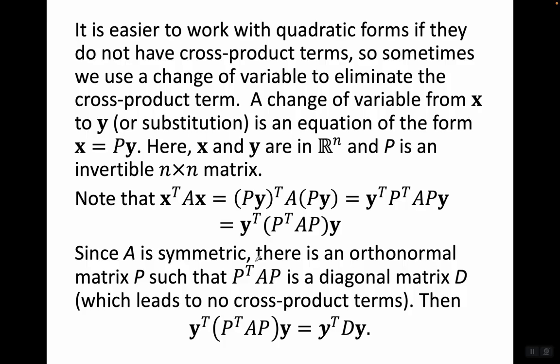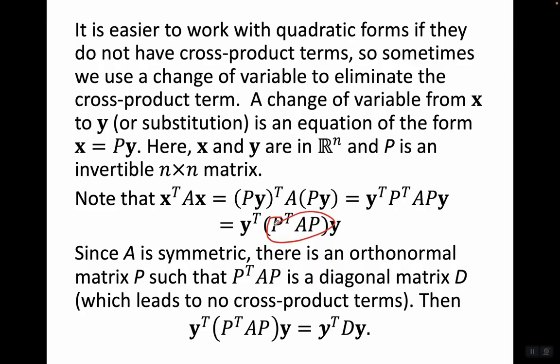So sometimes we use a change of variable to eliminate the cross product term. A change of variable from x to y, or a substitution, is an equation in the form x equals Py. Here x and y are in R^n, and P is an invertible n-by-n matrix. Note that x transpose Ax is going to be (Py) transpose A Py. (Py) transpose is the same thing as y transpose P transpose, again times A times P times y. If you break out the stuff that's in the middle, you get y transpose P transpose AP y.